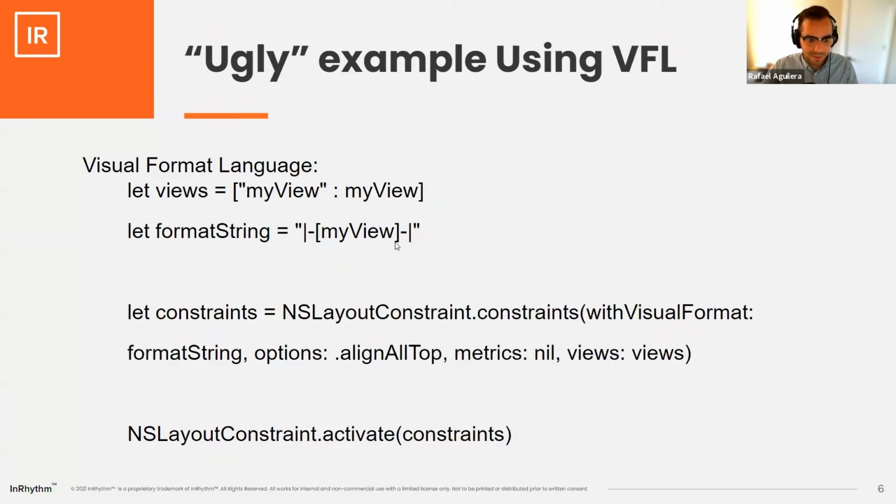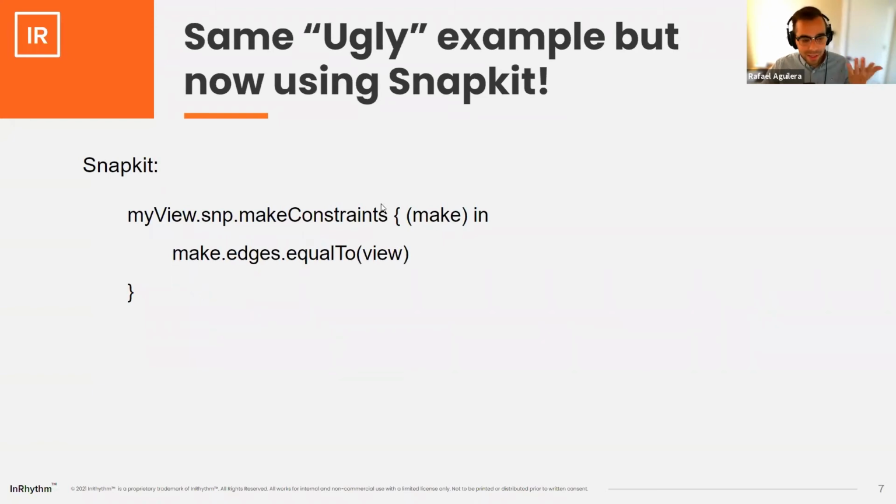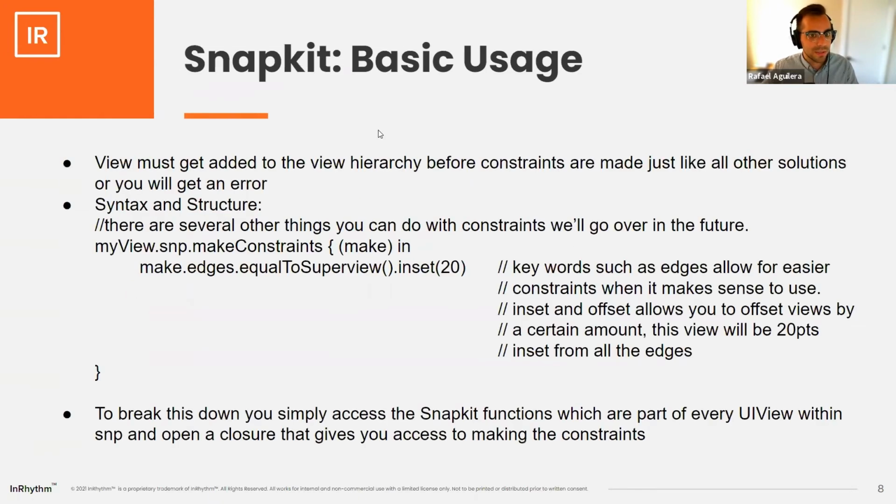It's kind of awful. And now this is what SnapKit does, and this does the exact same thing that the other two do. In fact, it does more than what the middle one does, because the middle one only constrained it to the right and to the left. So I'll break this down and show you what's actually going on here, and what each thing is doing. So, basic usage of SnapKit.